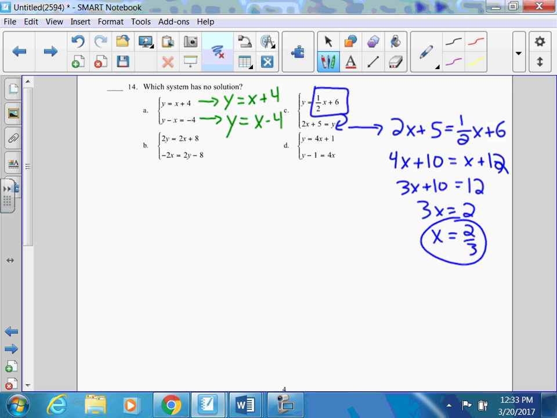That is something. And you would plug 2/3 in for x up here to solve for y, and you'll get something else, and that would give you a solution. So A would be the one that has no solution.